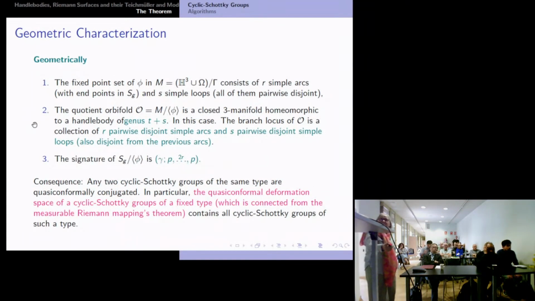And of course, I told you that the orbifold in the boundary will have 2R cone points, all of order P, because P was prime, and the gamma we calculated with the Riemann-Hurwitz formula. As a consequence, any two cyclic Schottky groups of the same type will be quasi-conformally conjugate. Quasi-conformally conjugate. They won't be, in general, conformally conjugate.